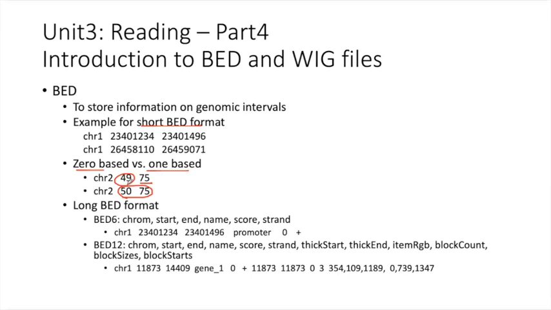Yeah, that's what it's starting from. So just looking at it, you don't know whether it is zero based or one based. But one based chromosome 250 to 75 is equivalent to chromosome 249 to 75 in zero based. So if zero based, that is equivalent to the one based of the second one. That's what I just wanted to show you, an example.